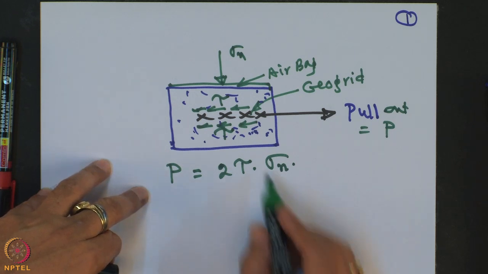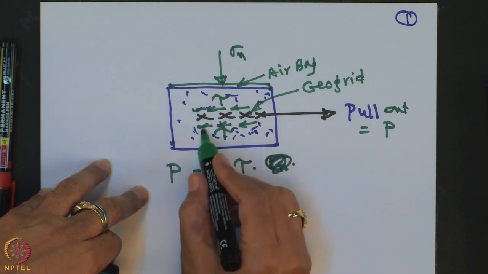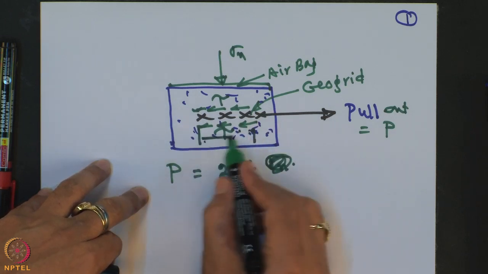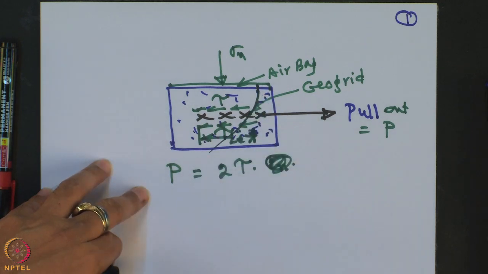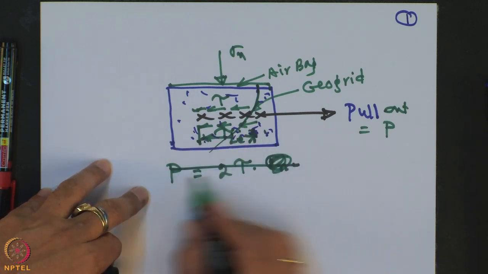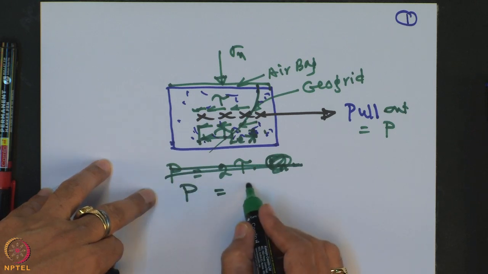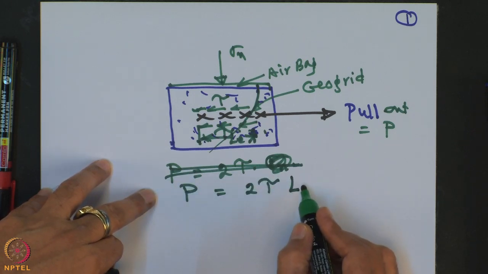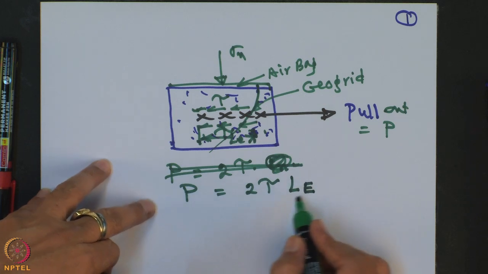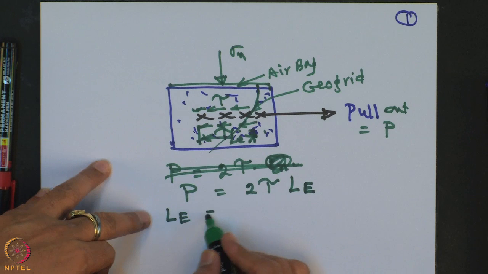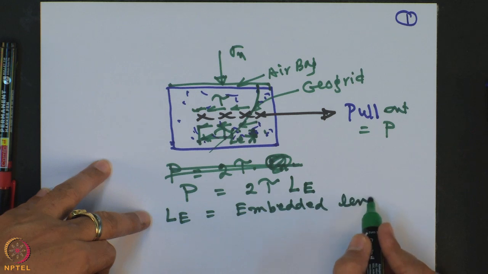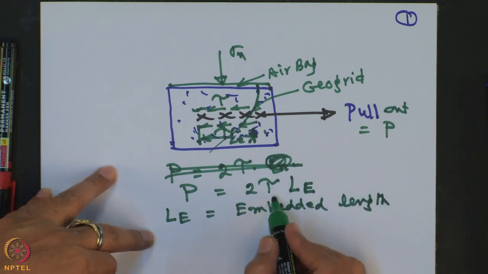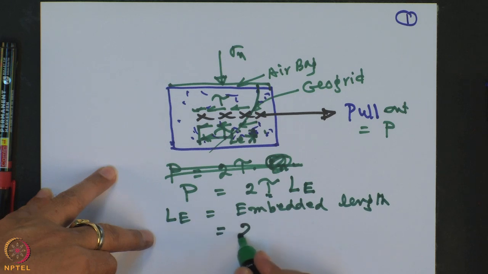2 tau into the bond length. Suppose this is the bond length, that is what we call L_E. So this sample may look like this. So this is the bond length which is important to us. So we can rewrite like this, that P is equal to 2 into tau into L_E. So this L_E is the embedded length.